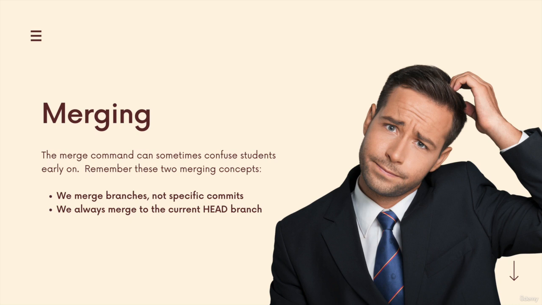So there's a couple of things that can be confusing about merging. And basically, I try and boil it down to these two principles. We merge branches, not specific commits. So we don't pick one commit and a second commit and join them together. We merge branches. And the second piece is that we always merge based on the current head branch. We merge to where we are, to where head is.